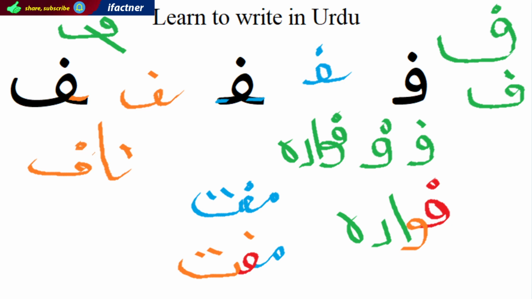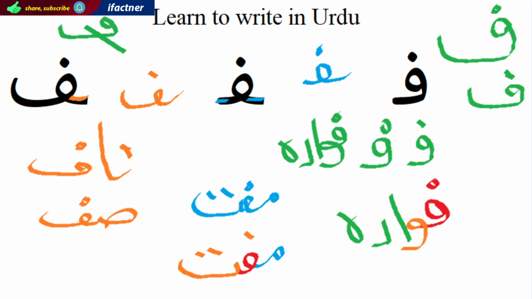But here you can see that alif is not joined to fe. So let me think of a word in which fe is connected to the last character or second last connector. We have a word saf, and saf means line. So how do we write saf? Swad and then fe. Saf.